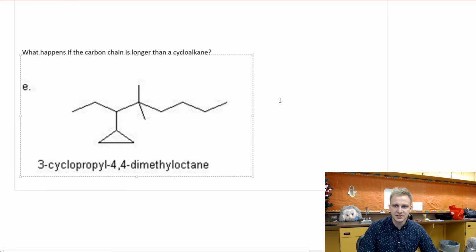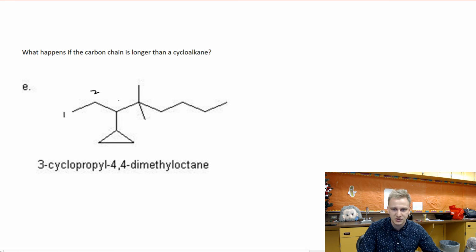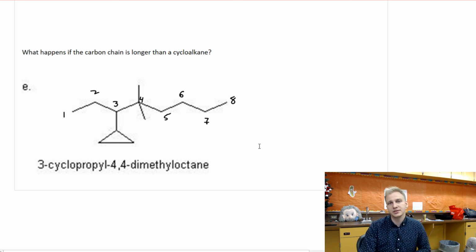This is what happens if we have a carbon chain that is longer than a cycloalkane. Here we can see that we have a 3-carbon cyclo group. In this case, they call this the octane. So 1, 2, 3, 4, 5, 6, 7, 8. So we have an octane there. We have a 3-cyclopropyl, 4,4-dimethyl octane. So that's a really short video on how to do cycloalkanes.